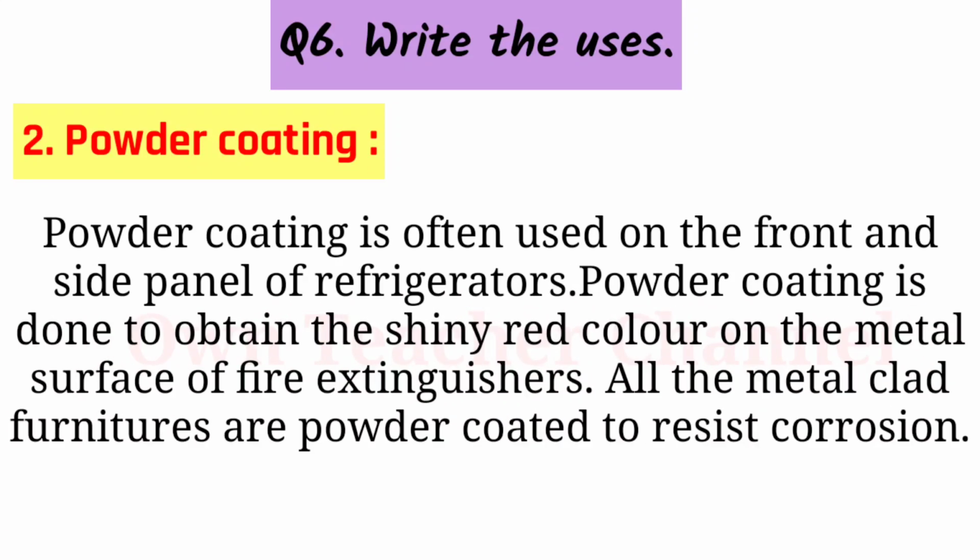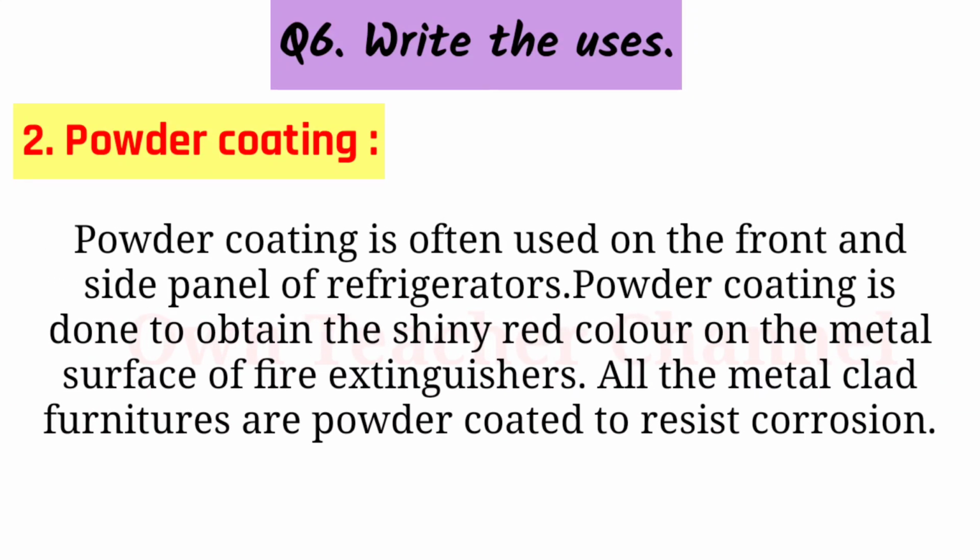2. Powder coating. Powder coating is often used on the front and side panel of refrigerators. Powder coating is done to obtain the shiny red color on the metal surface of fire extinguishers. All the metal clad furnitures are powder coated to resist corrosion.